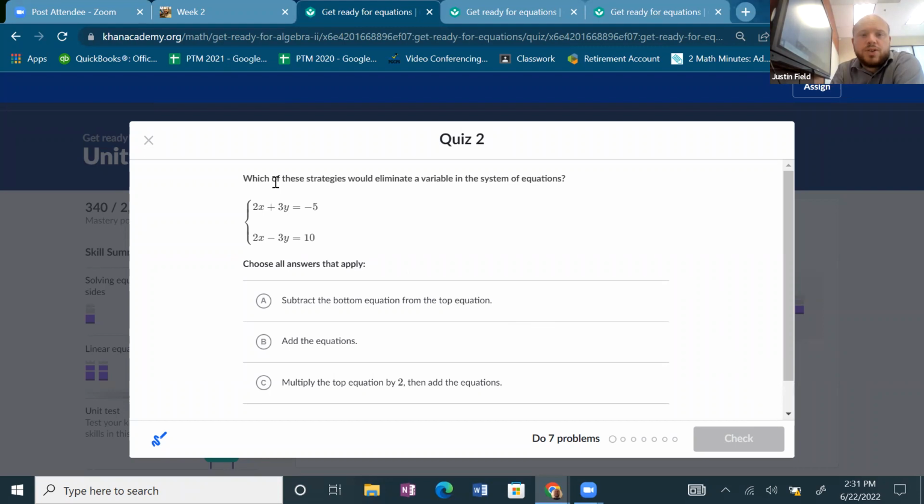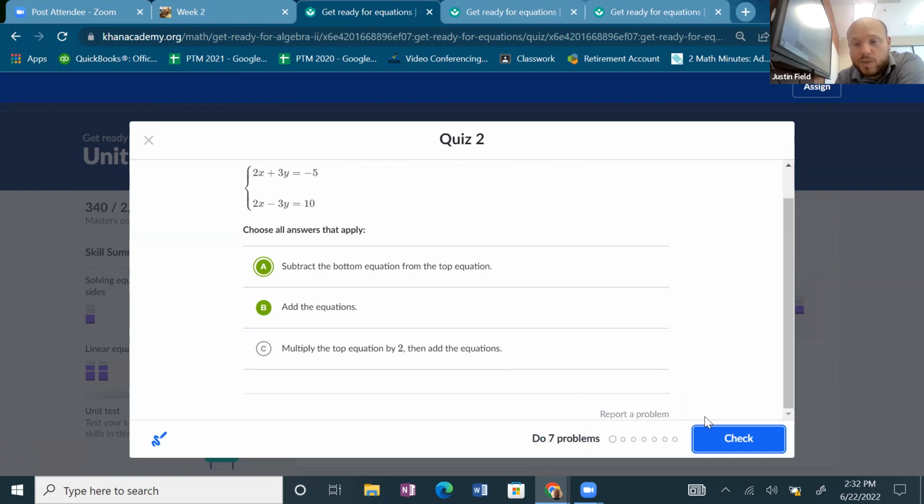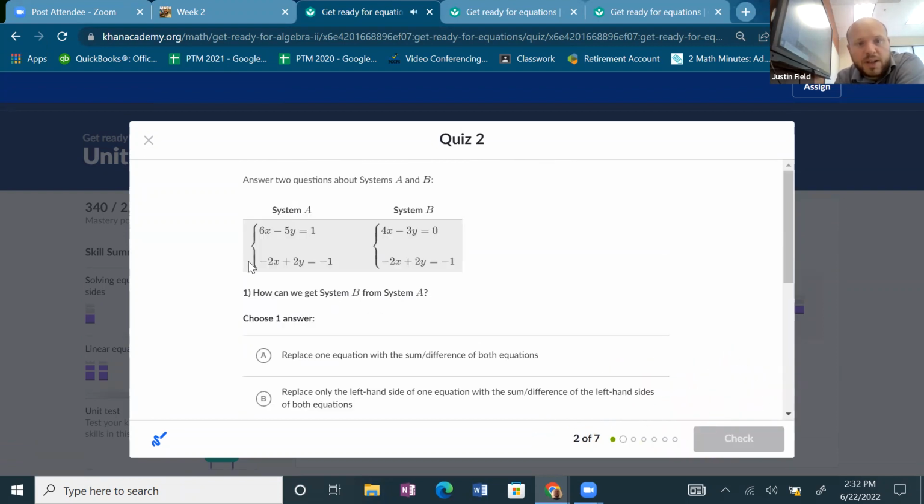Now with this one, which of these strategies would eliminate a variable in the system of equations? When you're looking at the system of equations, first I notice they're both in standard form. Second, the y's are opposites, so you could add the equations and it would eliminate the y's. If you subtracted the equations, the x's would not cancel because right now they're the same. But if I subtract one, then they would become opposites. So there you go.